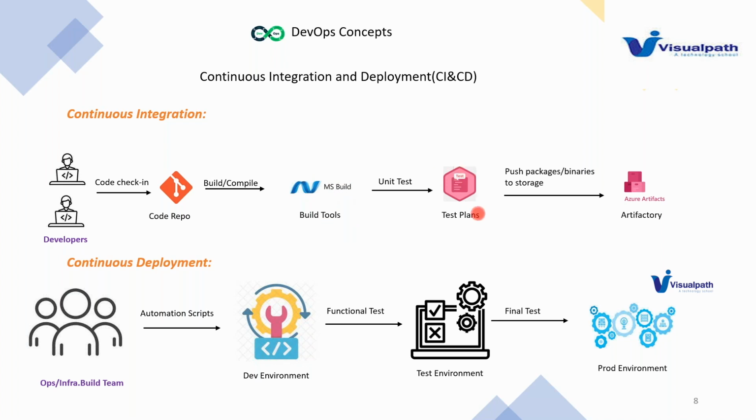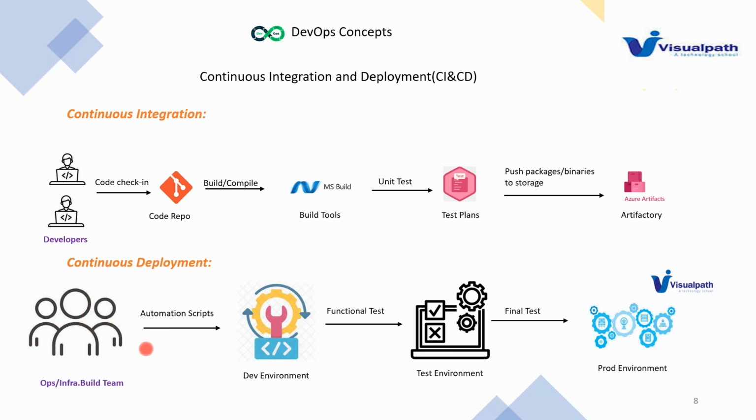Then it will do the unit testing. Then it will push whatever artifacts were generated in this build step to the artifactory. So this will all be done within the one pipeline. Those are all getting integrated. Once this is completed, then we can see the continuous deployment.